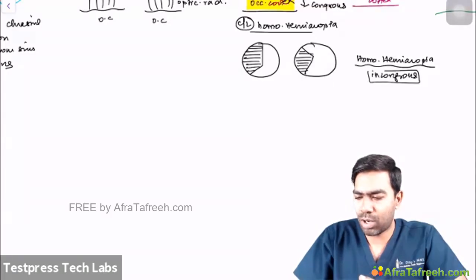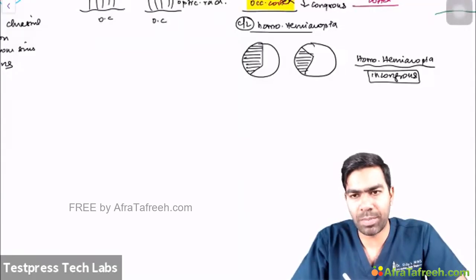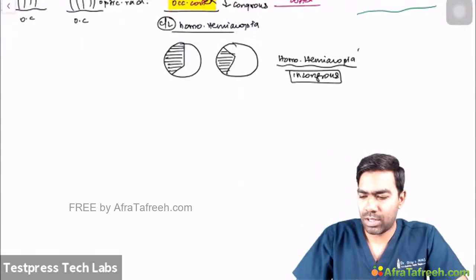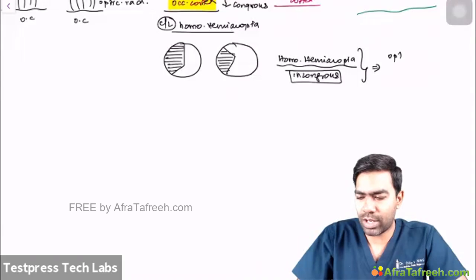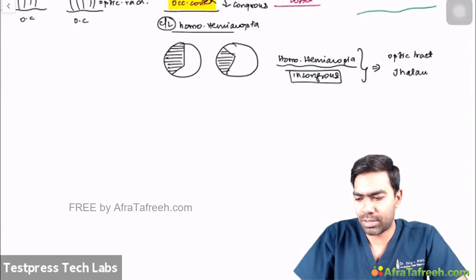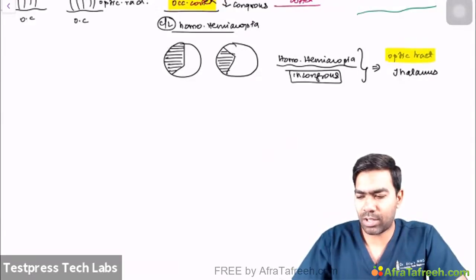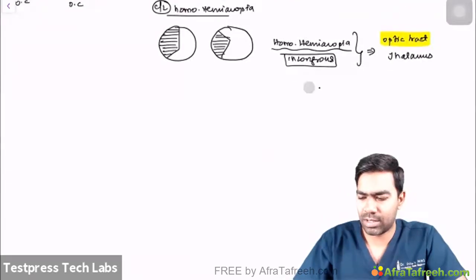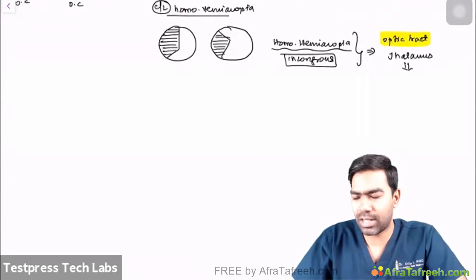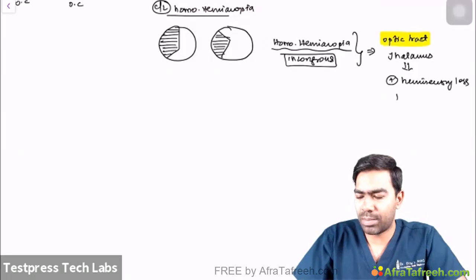So whenever you see more of an incongruous type of homonymous hemianopia, the lesion is usually located in the optic tract, or probably it can be located in the thalamus. But usually more often, it localizes a lesion to the optic tract only, because thalamic lesions will have other issues. Whenever the lesions are in the thalamus, you will have associated hemisensory loss, associated pain, associated burning sensation, and other features.